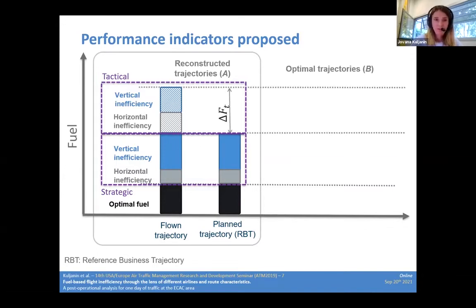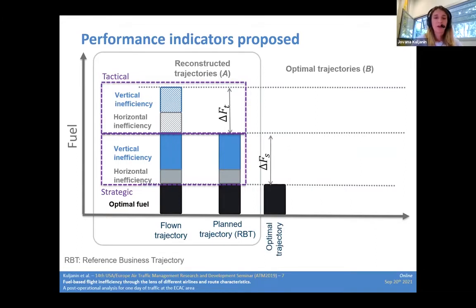So by comparing the different reference trajectories here, we will be able to obtain all these 9 performance indicators that we will be using in our analysis. So the first one is the tactical fuel inefficiency, which is actually calculated as a difference in fuel efficiency between the flown trajectory and the reference business trajectory.